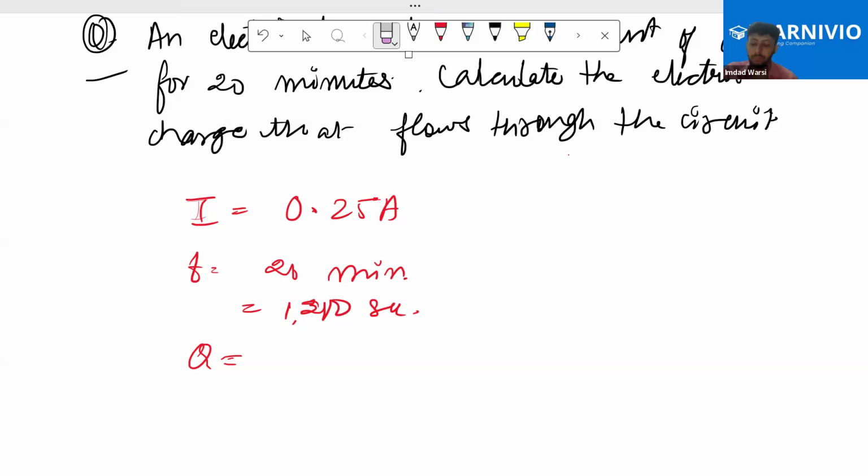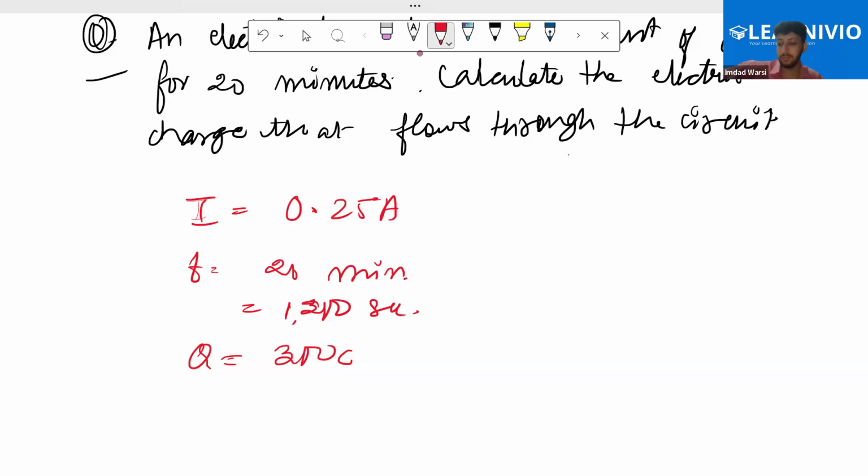300 coulomb. If I make a B part of this question and ask you that in these 20 minutes, how many charges pass through the conductor or pass through the circuit, can you tell?